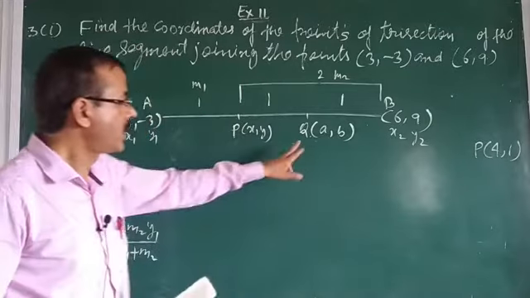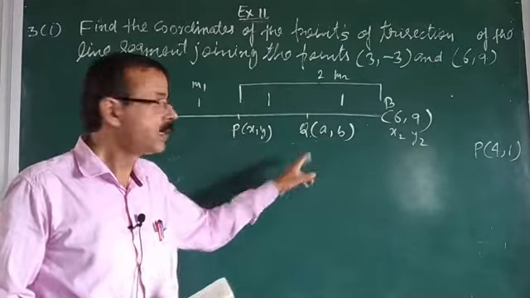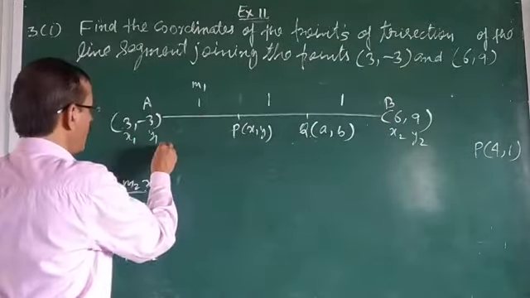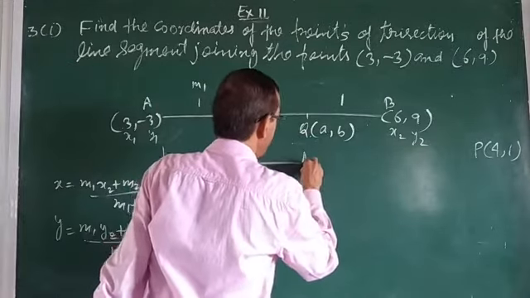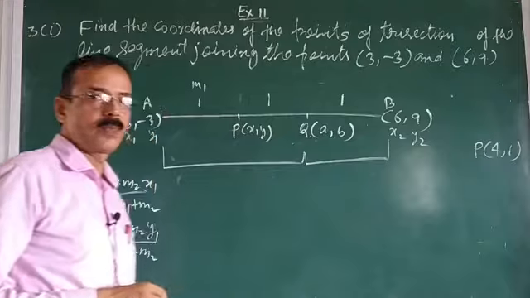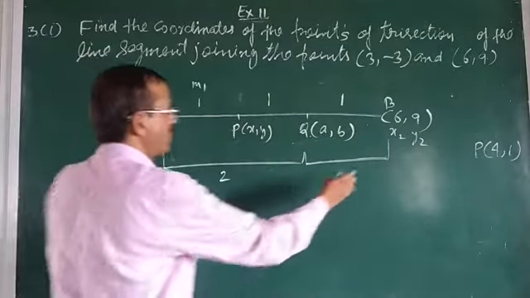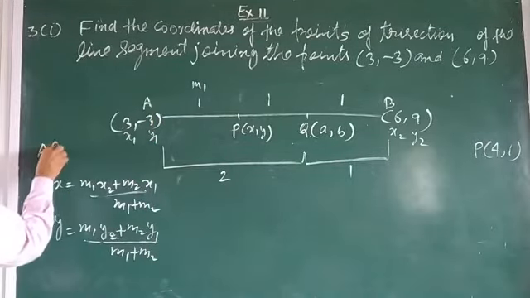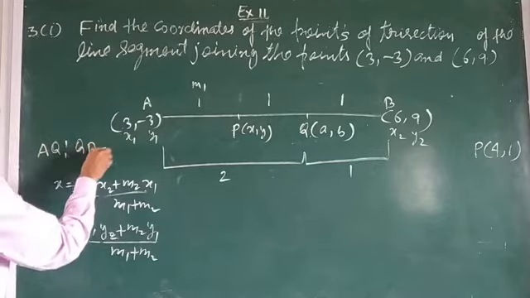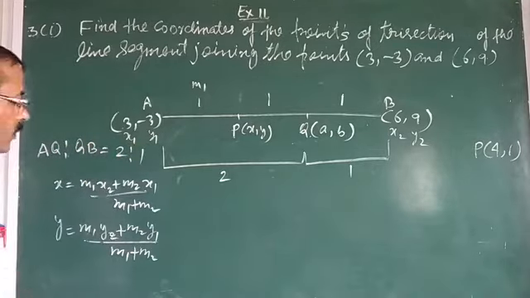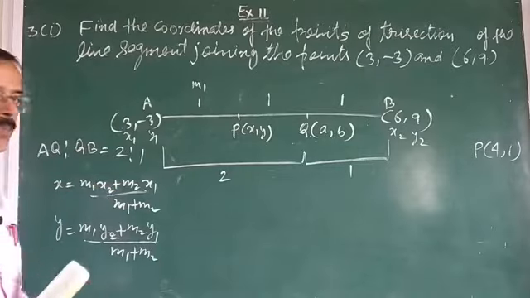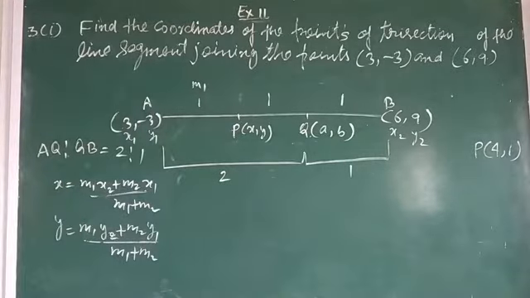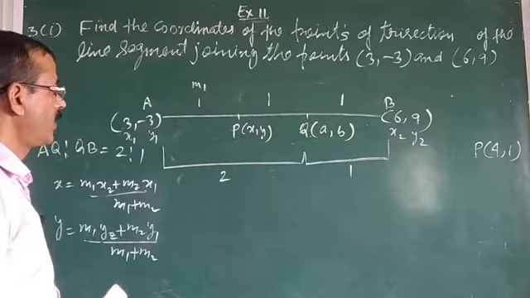Now if you take Q, in that case this will change. From A to Q is one part and then Q to B is another part, so this much part is 2 and this part is 1. In that case the ratio AQ to QB is 2 to 1. Then apply the same formula as previously.